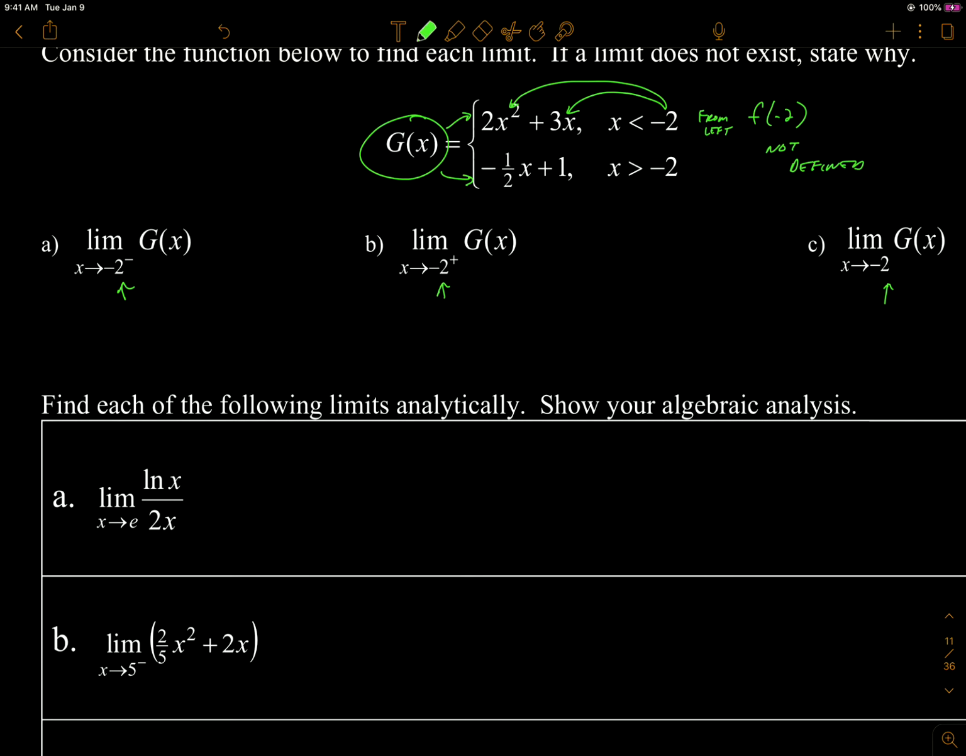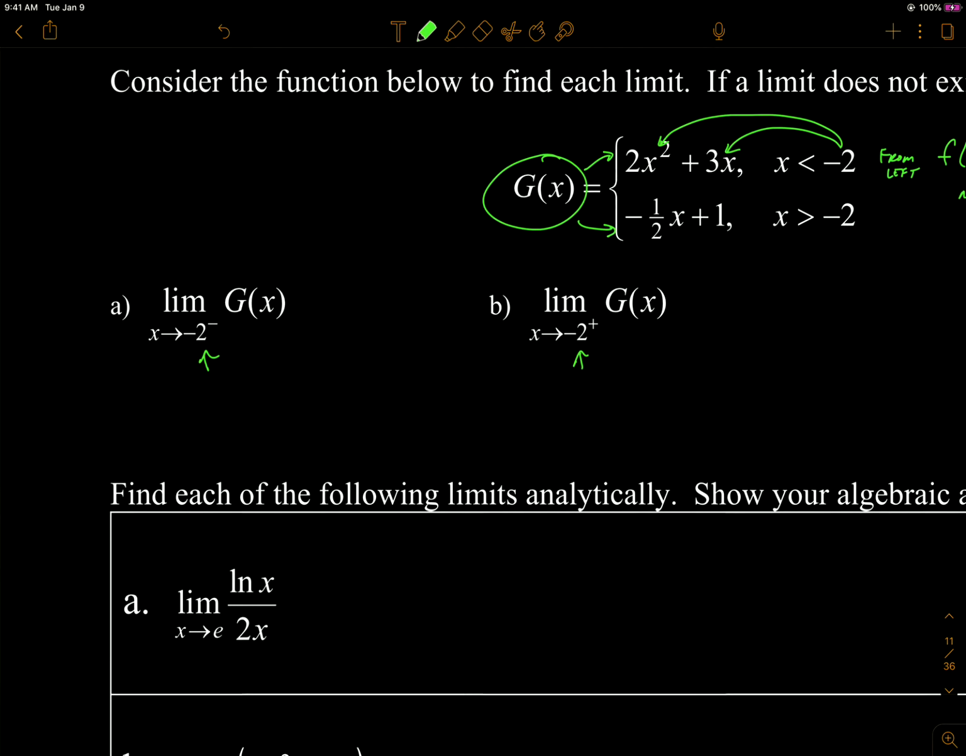All right, so this is from the left, so if I plug -2 in there, what do I get? I get -2 squared times 2 minus 6. I'm getting 2, I think. Yeah. So the limit from the left is 2.